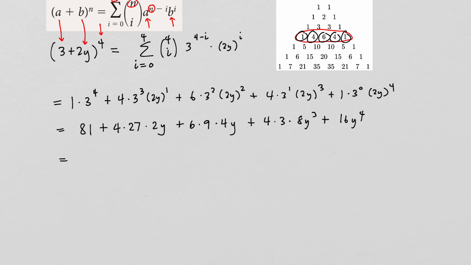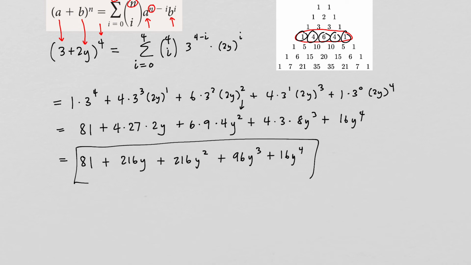And then we have to just do the multiplication. So we have 81 plus 216 times y plus 216 times, oops, this is supposed to be y squared right here. I made a mistake there. There we go. Plus 96y cubed plus 16y to the fourth. And you could leave your answer like this.